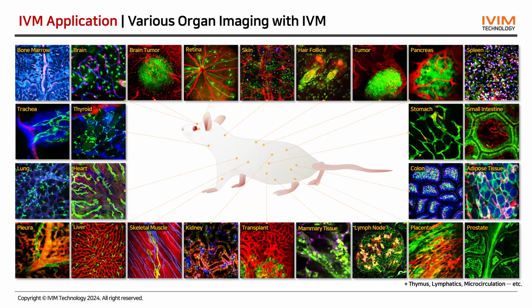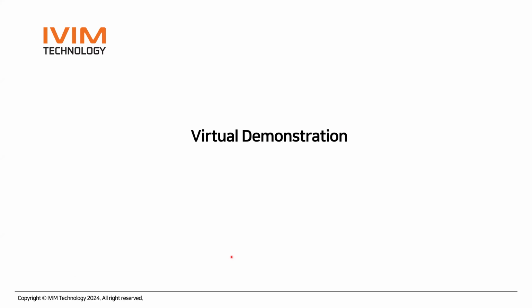With IVIM's intravital microscope, you can get high-quality live cell imaging in almost all internal organs, not only lymph nodes, but also including the brain, thyroid, heart, or the kidney. So far, I've shown you imaging data that we've performed before. Now let's move on to the virtual demonstration session to demonstrate the actual imaging process for lymph node visualization.